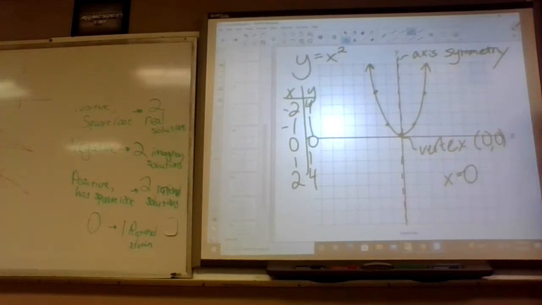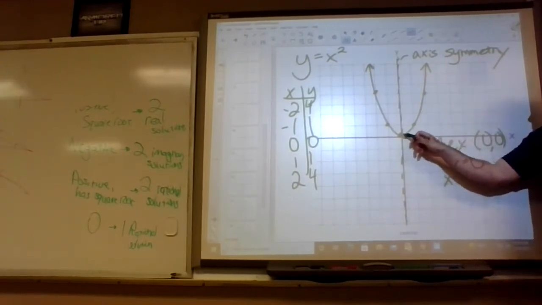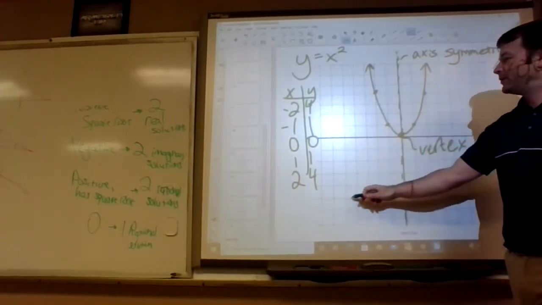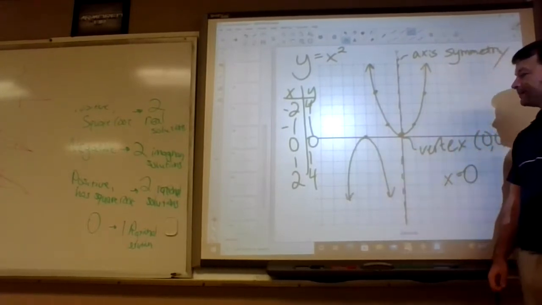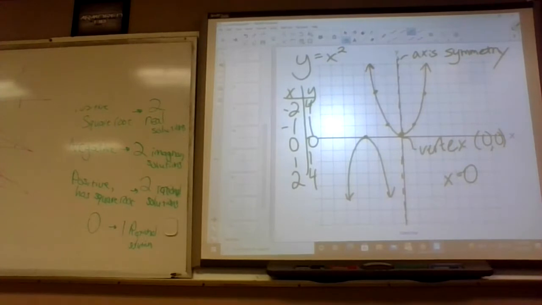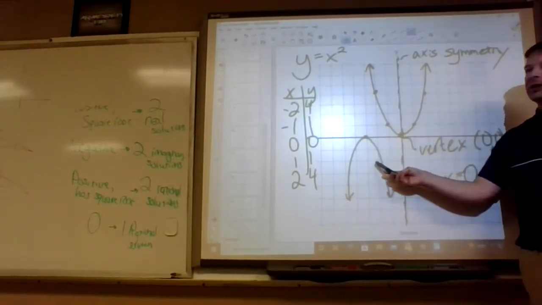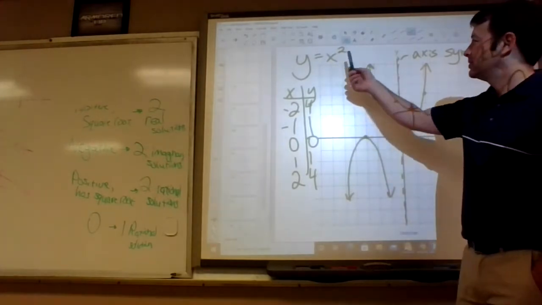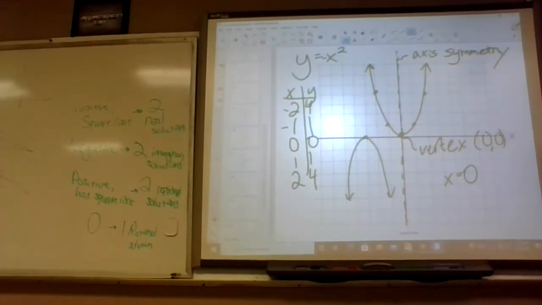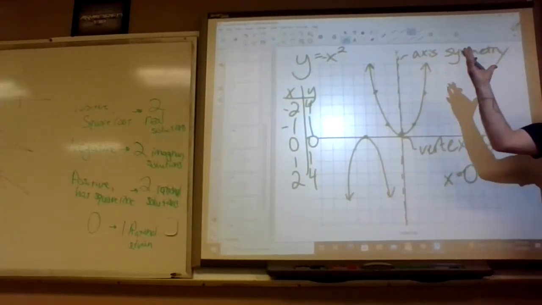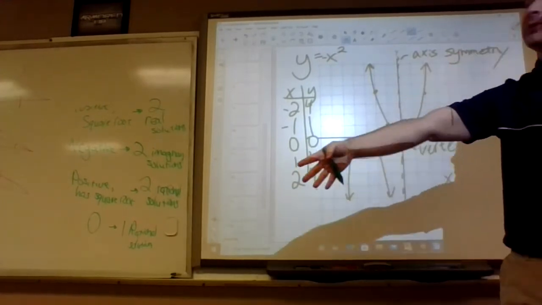Anyway, axis, symmetry, vertex. The vertex is also a minimum point on this graph. If it was upside down like this, the vertex would be a max point. So it's either got a max or minimum. You guys know what makes it go upside down? How I could make this function upside down? Negative. Yeah, if you put a negative out in front, it flips upside down. If the x squared term is positive, it's going to go up. If the x squared term is negative, it's going to go down.